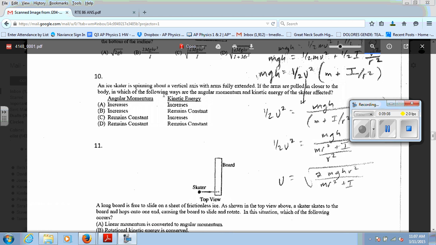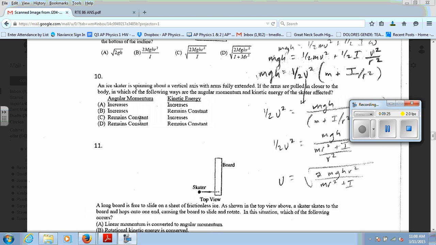Number 10 is a conservation question. This is the classic ice skater pulls her arms in, assuming it's frictionless with the skates. Angular momentum must be conserved, so it has to remain constant. So we know one of these two has to be correct because there's no net external torque on her. Kinetic energy is not necessarily conserved.